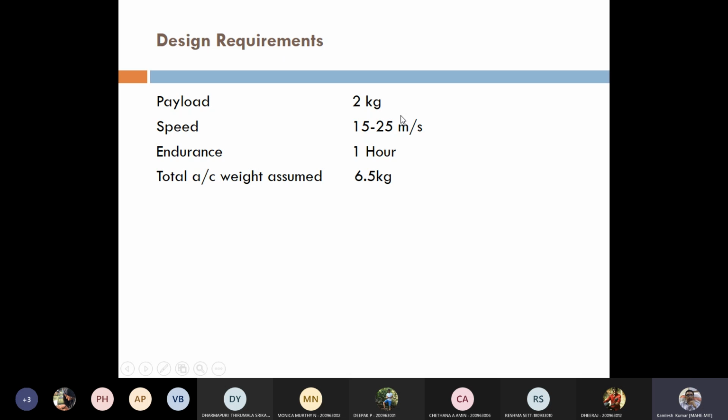This is the minimum electronics. So if you add all the weight, what is the maximum takeoff weight that the aircraft can take? So design is important: what is the maximum lift that can be generated to support the weight of the aircraft, the maximum takeoff weight of the aircraft?